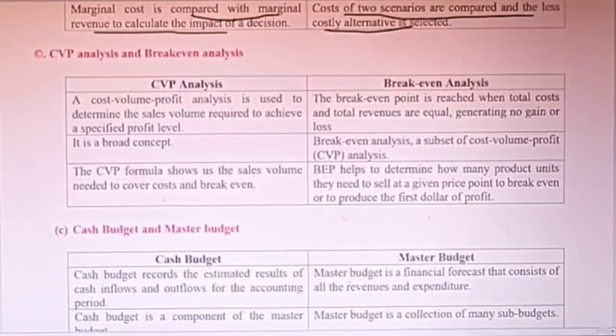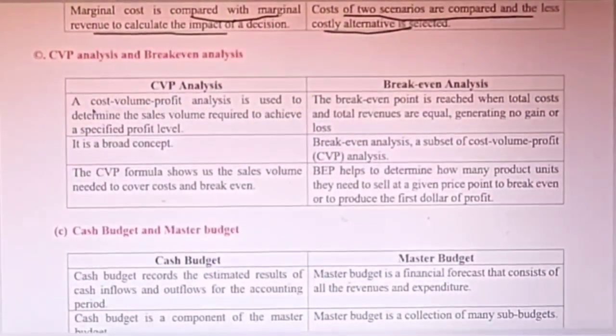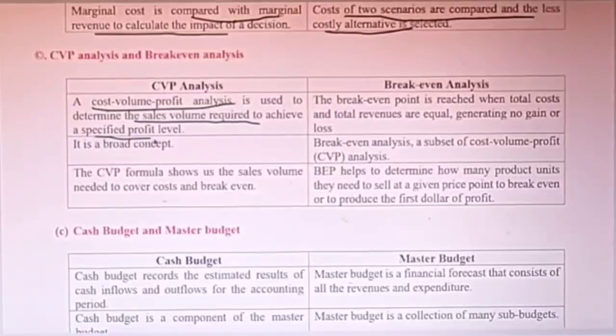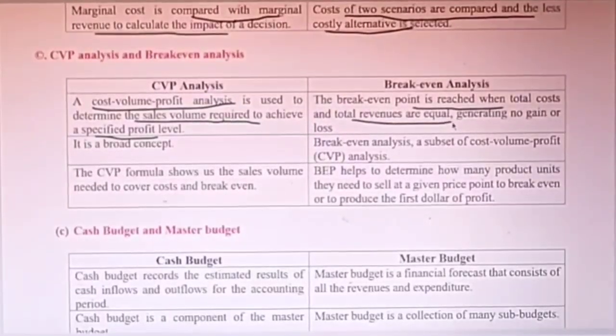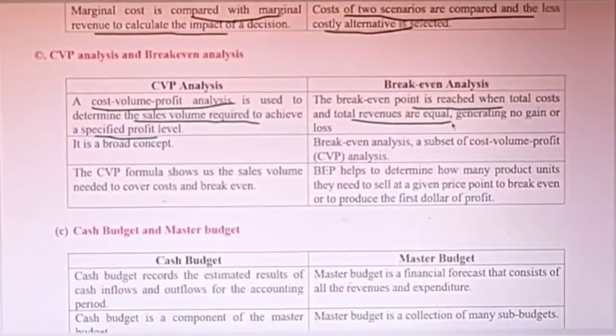The next difference is on CVP analysis and break-even analysis. CVP stands for cost volume profit analysis, which is used to determine the sales volume required to achieve a specific profit level. Whereas break-even point is reached when total cost and total revenues are equal. That means the firm is incurring neither profit nor loss.